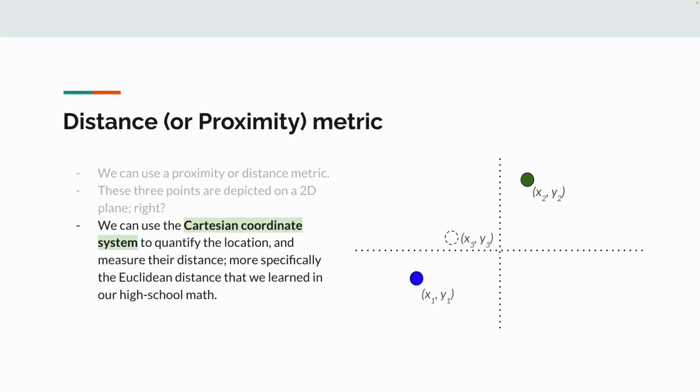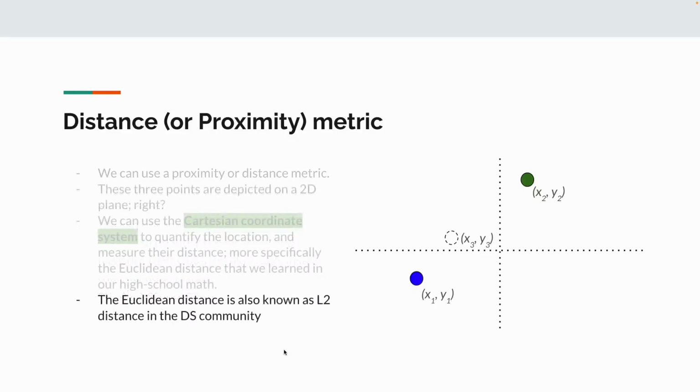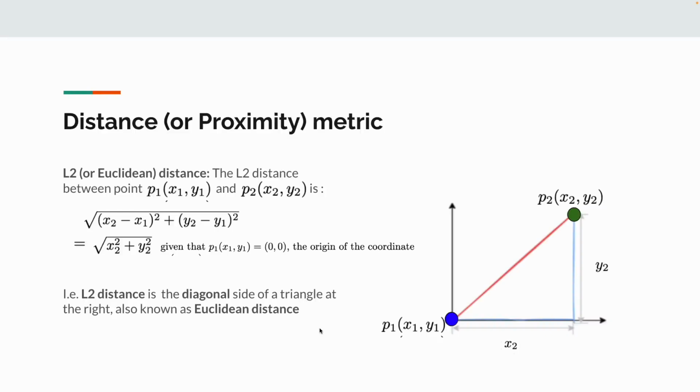And one distance metric we learned in our high school math, what we call the Euclidean distance. So this Euclidean distance is also known as L2 distance in the data science community. And here is what the formula is. Okay, so the P1 is x1, y1, and then P2 is x2, y2. Then the Euclidean distance or the L2 distance is just the axis-wise difference, then square. So x2 minus x1 square, then y2 minus y1 square, and then you sum it and then you take the root.